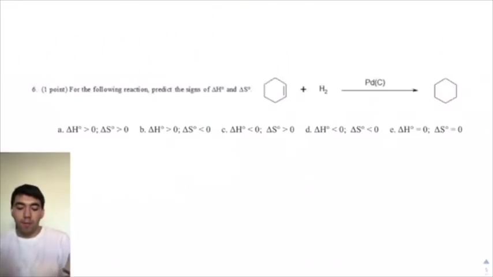We're going to move on to problem 6. For the following reaction, predict the signs of delta H and delta S. So delta S is entropy, or disorder of a system, and H is enthalpy, or energy stored in a system.